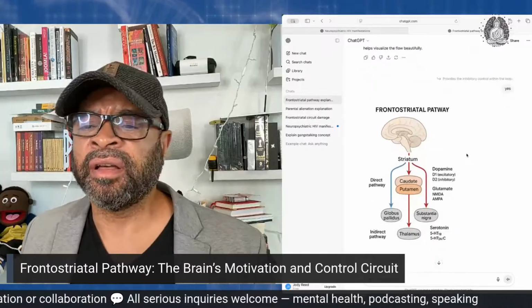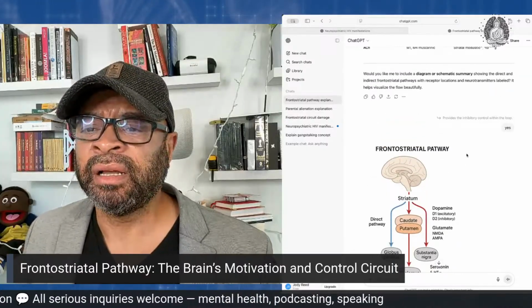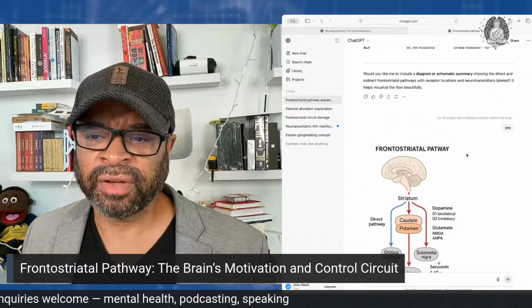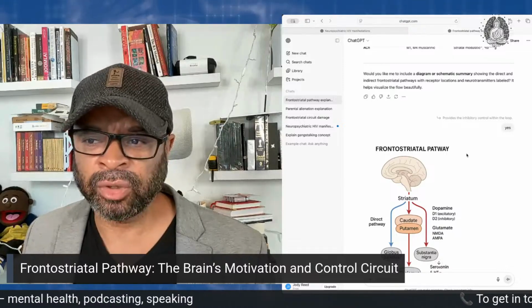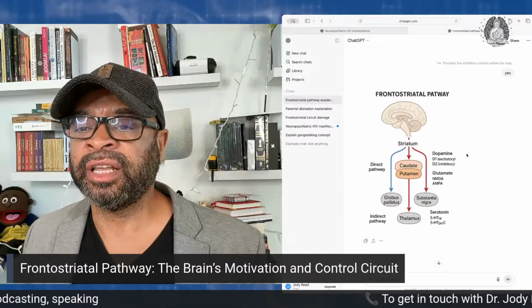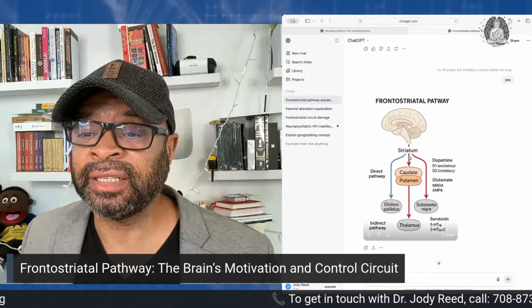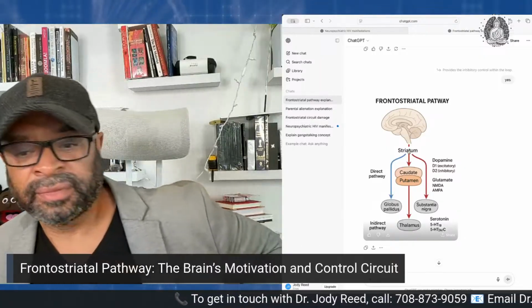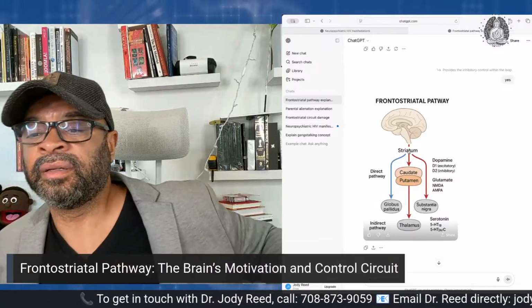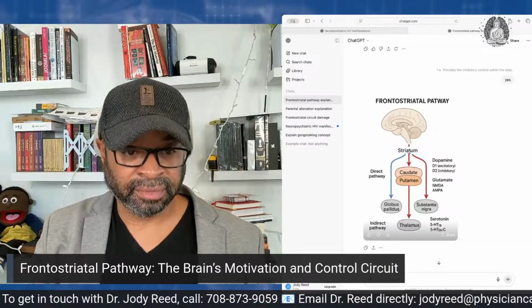So here, this is a diagram of the direct and the indirect frontal striatal pathways with the receptor locations and the neurotransmitters labeled. Okay, the first time I've seen this. Okay, hold on a second.